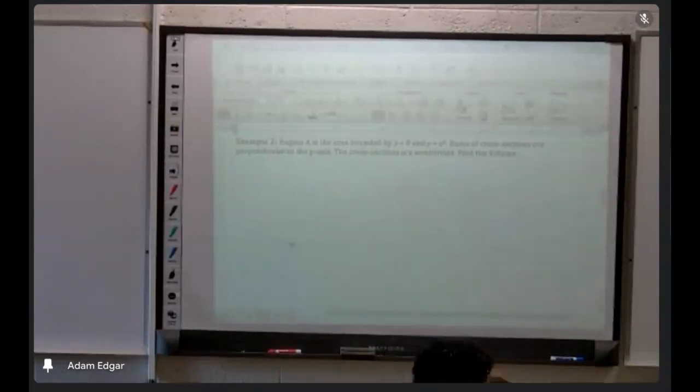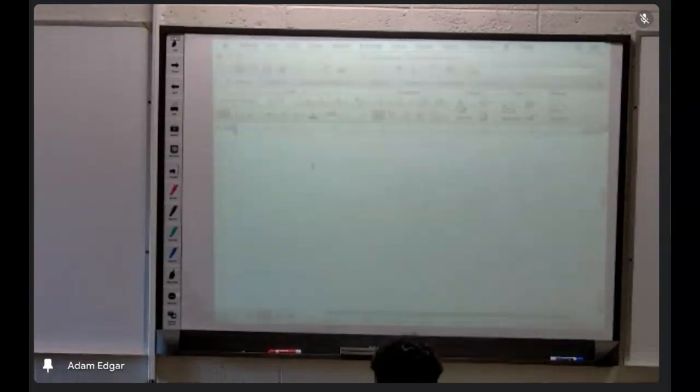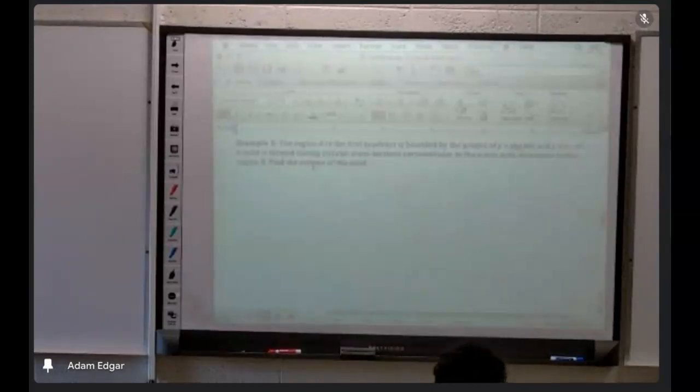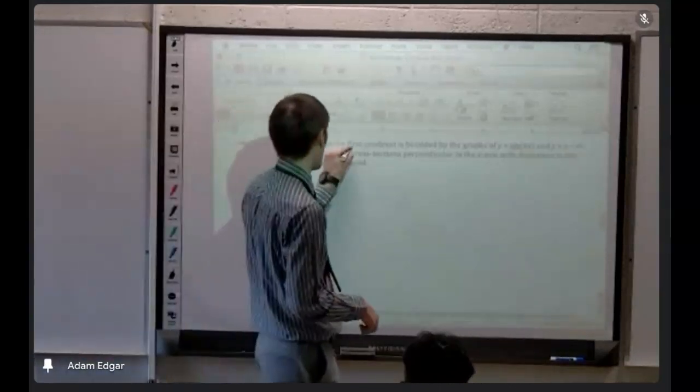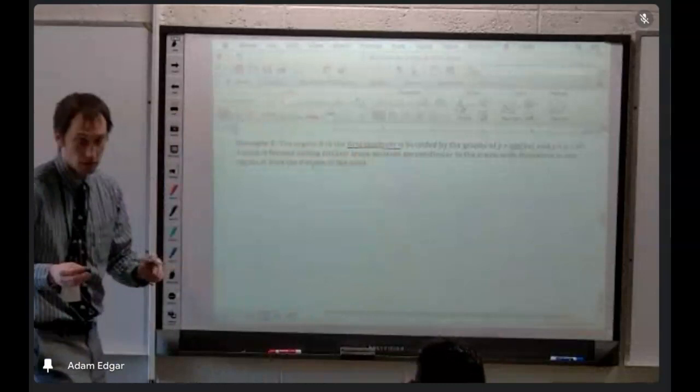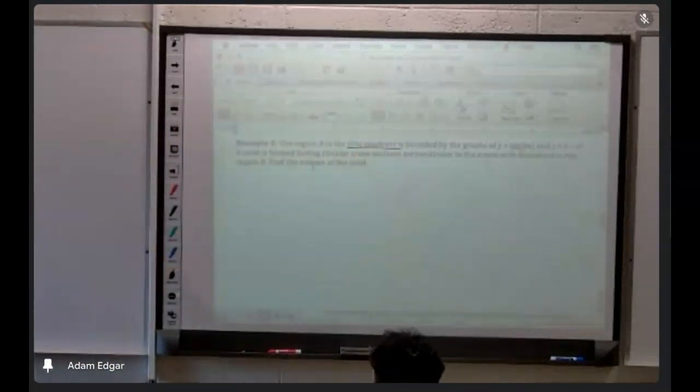When you go to do example 2, just be careful that we're perpendicular to the y-axis on that problem. All right, example 3. So our region is going to be in the first quadrant. When you see they're specifying the quadrant, keep that in mind. And it's going to be bounded by the graphs of sine of pi x. So we graph sine of pi x.